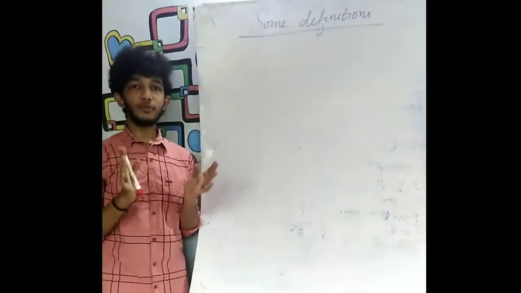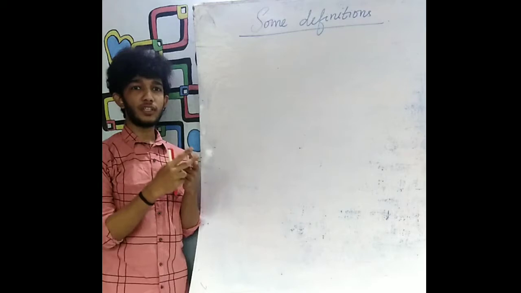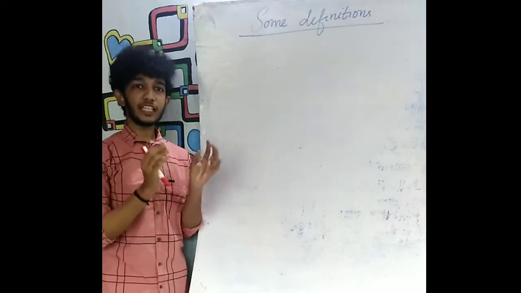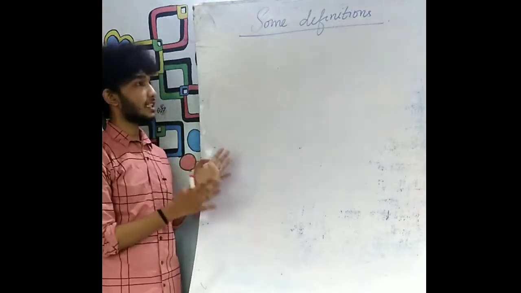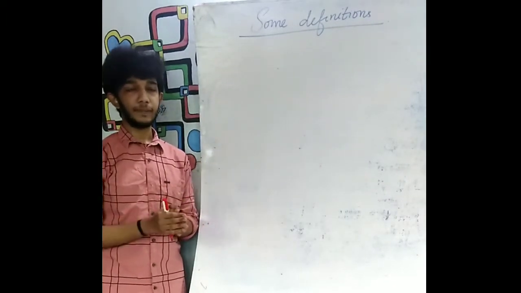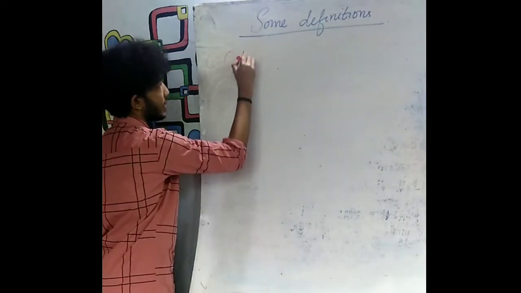We have learned about some definitions in case of spherical mirrors, like pole, focus, center of curvature, radius of curvature, haven't we? In the case of lenses also, we shall discuss some definitions, some terms and their meanings. So first one is optical center.